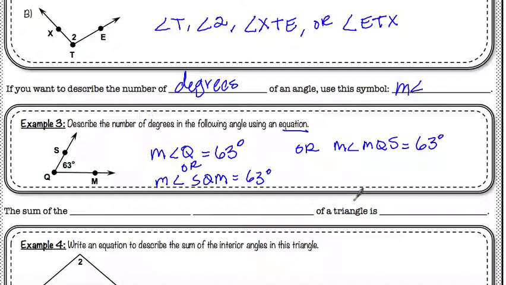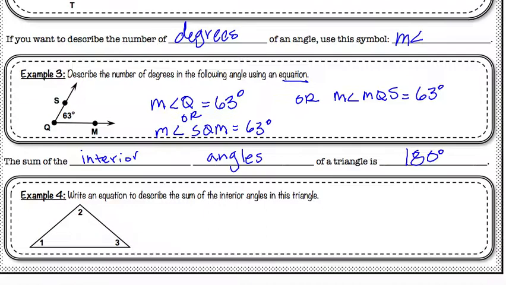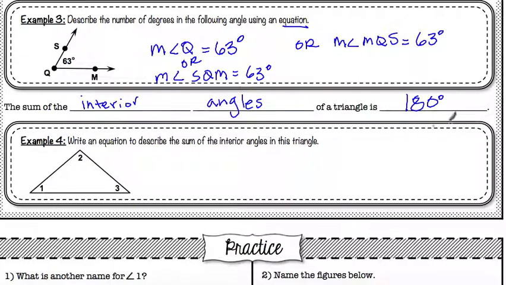The sum of the interior angles of a triangle is 180 degrees. I have a feeling you may have heard that before. And we're going to use this information to answer the following question. Example 4 says, write an equation to describe the sum of the interior angles in this triangle.